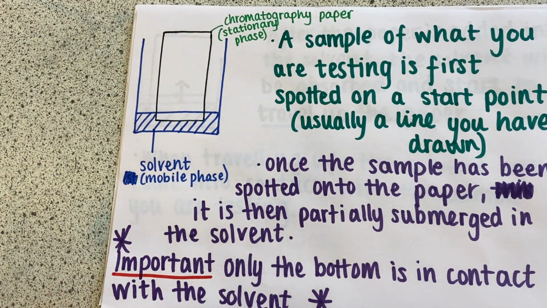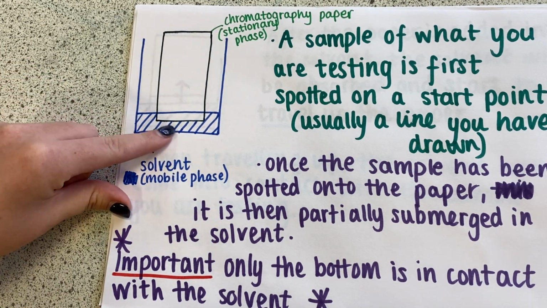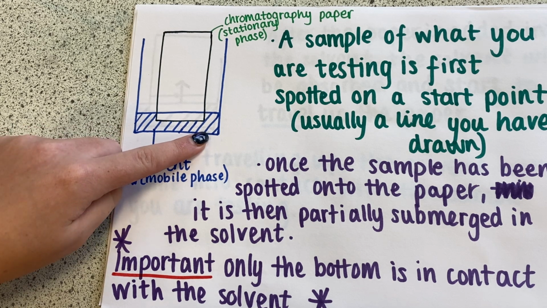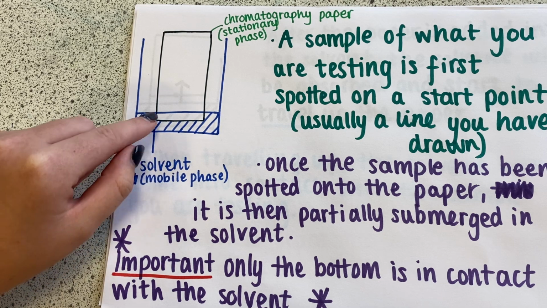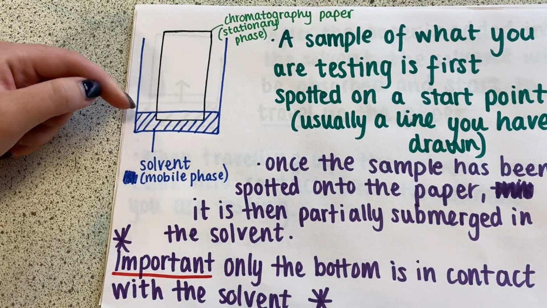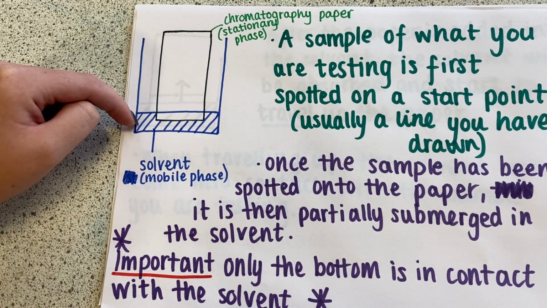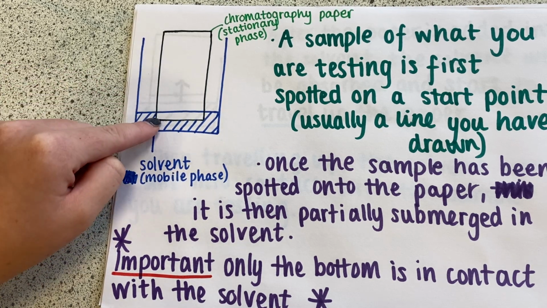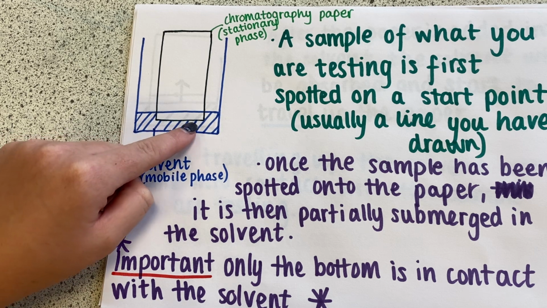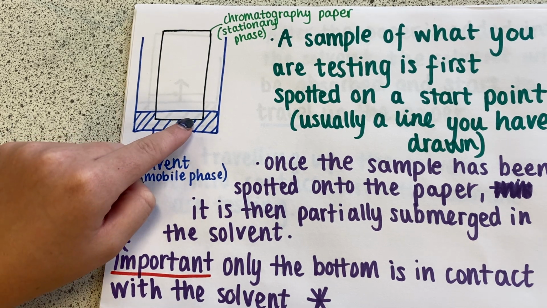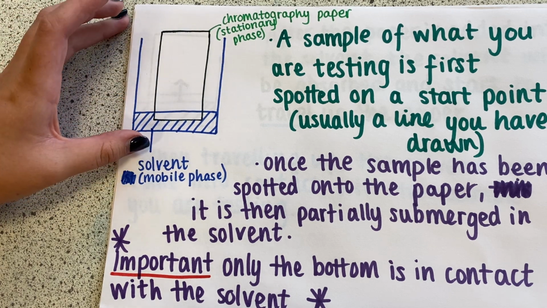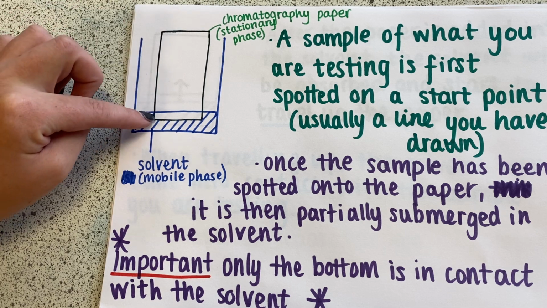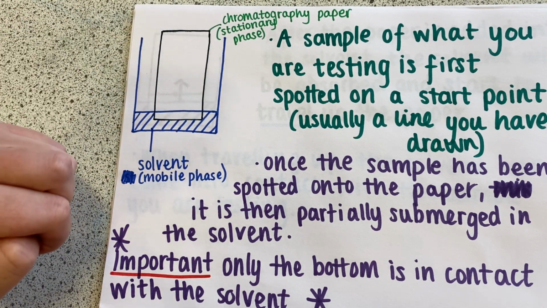Once the sample has been spotted onto the paper, it's then partially submerged in your solvent. It can't be fully submerged because then it's going to drown your sample, so it has to be only partially submerged. It's important that only the bottom of your paper is in contact with the solvent. Your chromatography paper is a highly absorbent paper, which means it only needs a little bit in order to absorb your solvent.